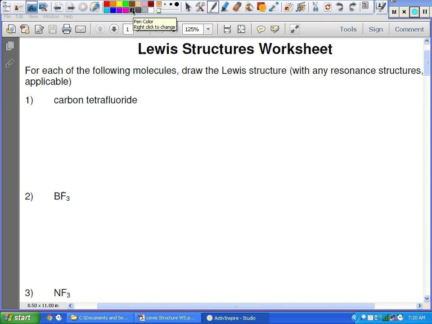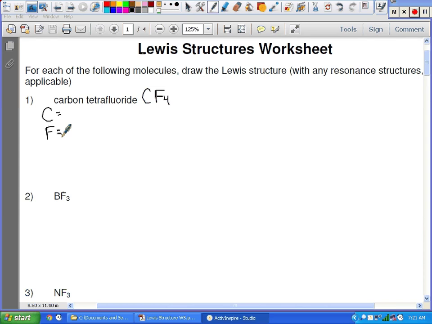The first thing you always want to do, and again, I would recommend getting out the steps that I've given you as I go along. That way you can keep up with the steps, because I may skip over some of them, but at least you can see what I'm doing. On the sheet I gave you, I labeled this one CF4, carbon tetrafluoride.